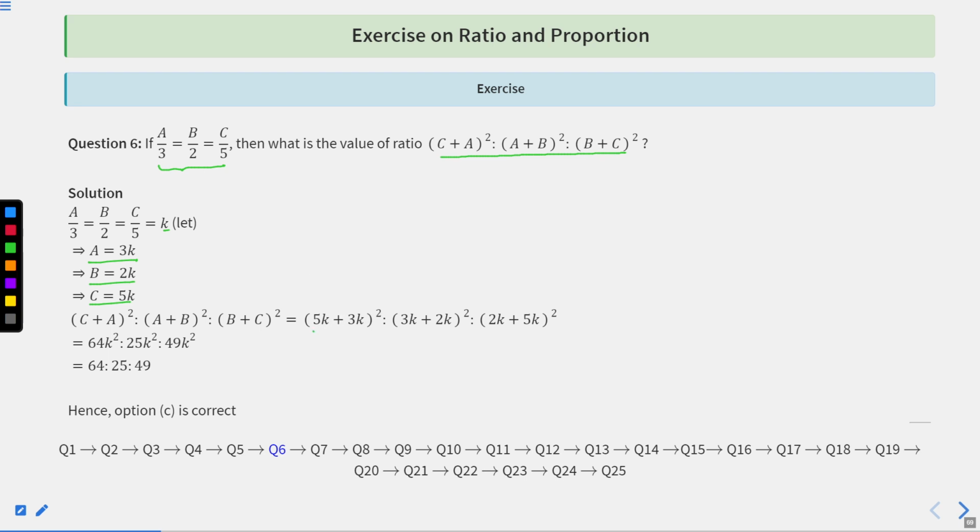And I can put the value of a, b, c. So I will have 5k plus 3k whole square is to 3k plus 2k whole square is to 2k plus 5k whole square. When you simplify this, it will be 8k, this will be 5k, this will be 7k, and you take the square, you will get 64k square, 25k square, and 49k square. So to get rid of k square, just divide it by k square, because these are ratios, you can do that. So you will be left with 64 is to 25 is to 49. Hence the option correct here is option C.